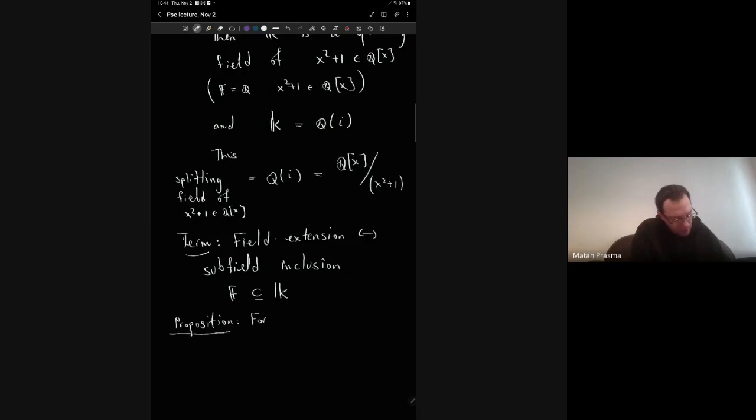For any f in F[x], there exists a splitting field of f over F.